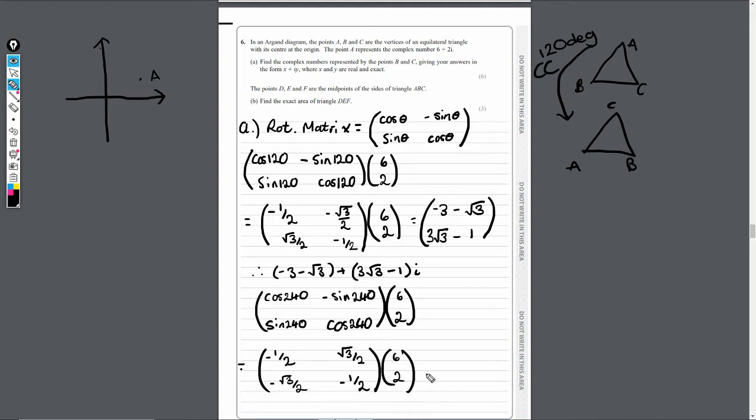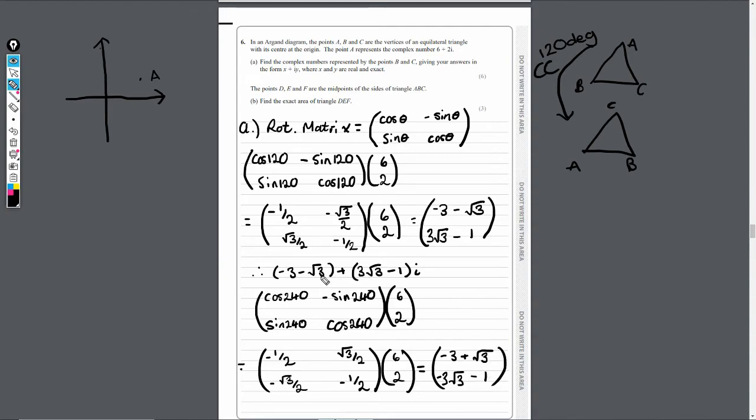And simply doing this again, we're going to get minus a half times 6, so that'll be minus 3. Root 3 over 2 times 2, so I'm just going to get plus root 3. And then doing the imaginary part here, minus root 3 over 2 times 6, so I'm going to get minus 3 root 3. So just be careful with your signs. And then minus a half times 2, I'm just going to get minus 1.